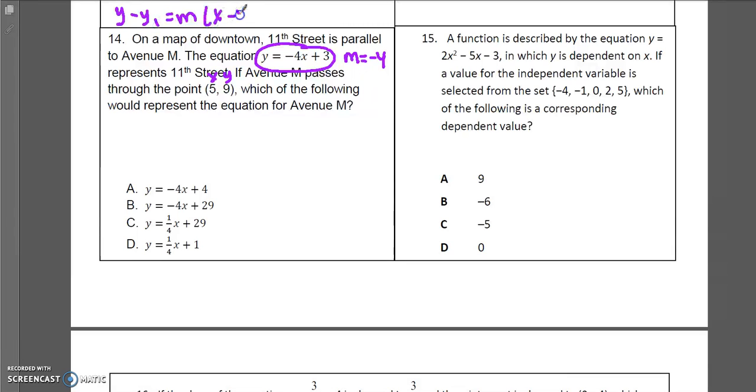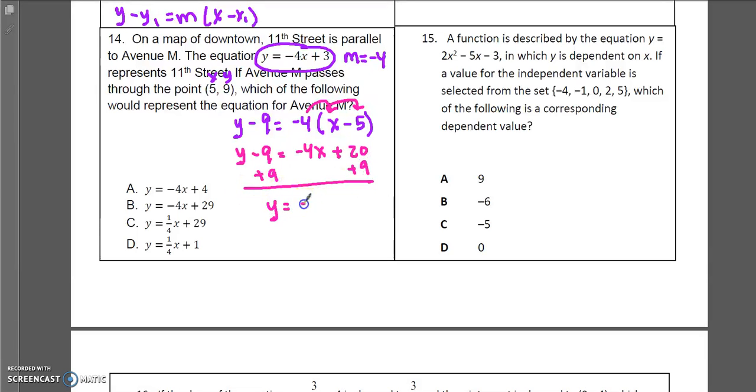So let me write that up here. I'm going to have y minus my y, which is 9, equals my slope of negative 4 times x minus my 5. And then let's simplify that. So we're going to distribute. So I will have y minus 9 equals negative 4x, and a negative times a negative is a positive 20. And then I'm going to add 9 to both sides. And I will have y equals negative 4x plus 29. So it looks like B is going to be the correct answer.